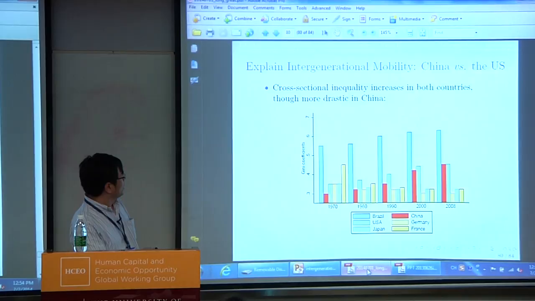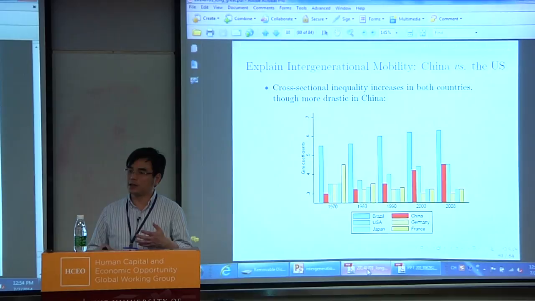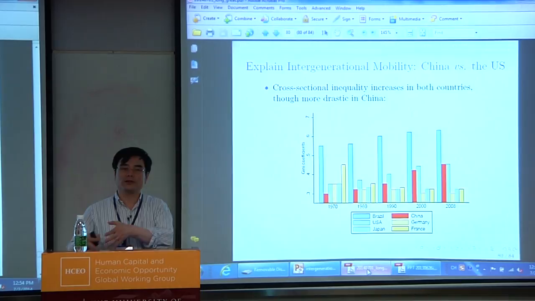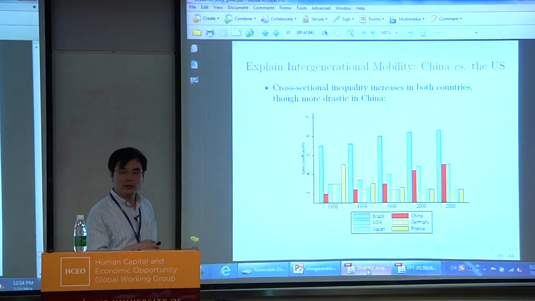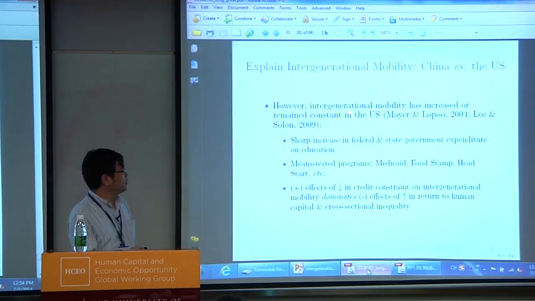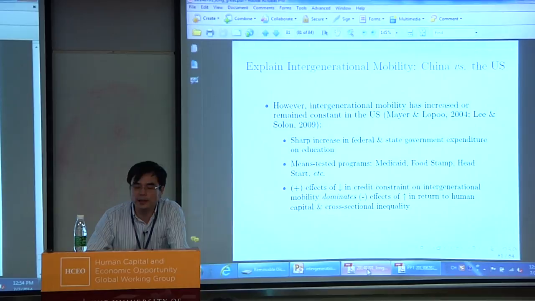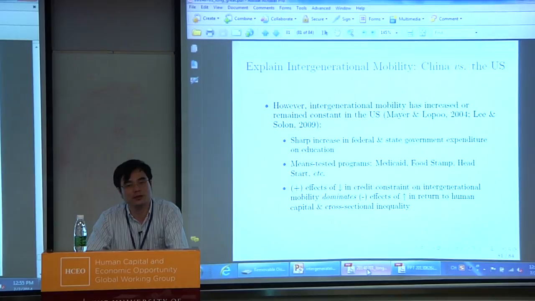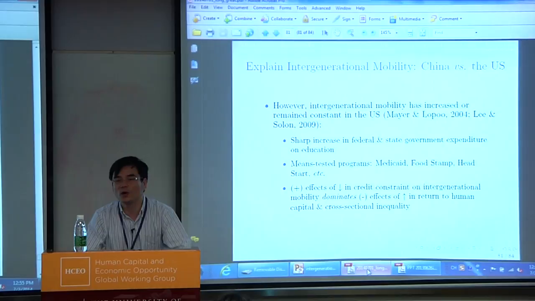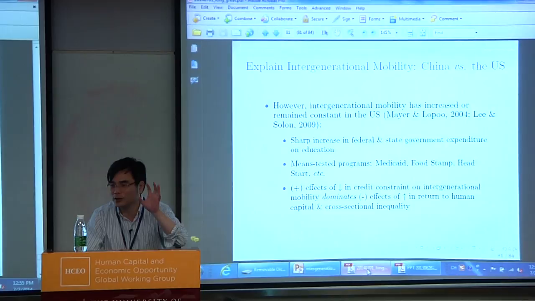Cross-sectional inequality has increased in both China and the US today, though more drastically in China. However, here is the difference between China and the US on intergenerational mobility. It has increased or remained constant in the US. In recent studies by those authors, they find intergenerational mobility in the contemporary US is improving or constant, whereas in contemporary China, we find intergenerational mobility is getting worse.